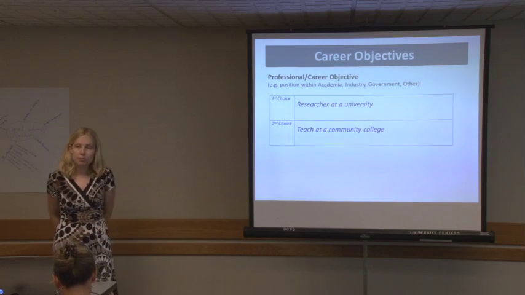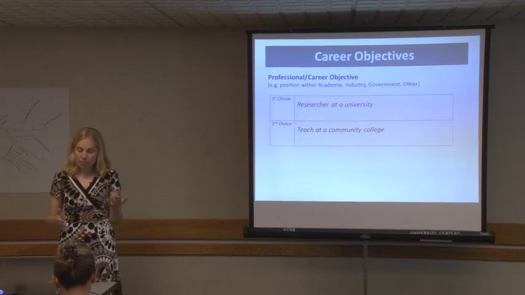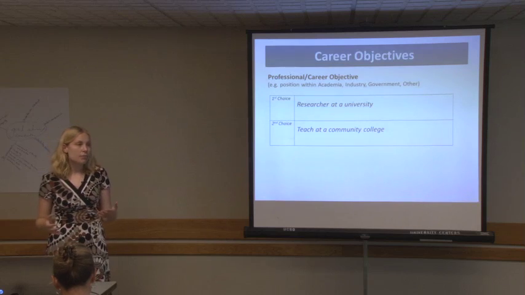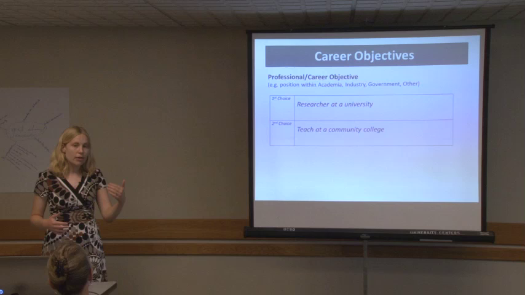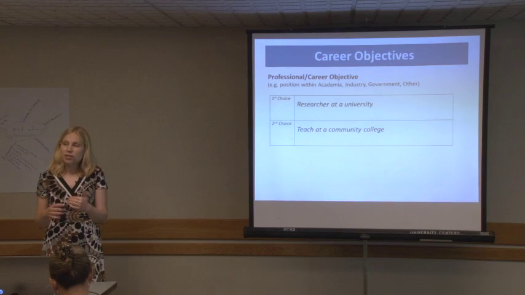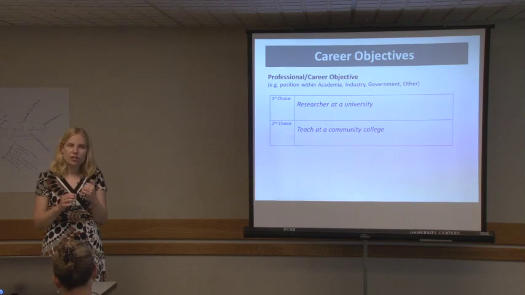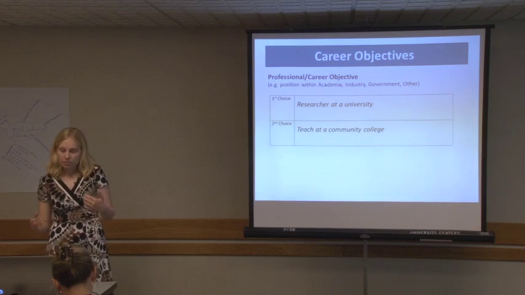We do encourage people to have a plan A and a plan B. So this person, for example, primarily wants to be a researcher at a university, but if that doesn't work out, their backup is to teach at a community college. And if people want to add more boxes to have a third choice and a fourth choice, that's fine too. They could also put in something like, if they're not sure yet, they could say, for now my career goal is learn more about teaching at a community college and see if I want to do that.